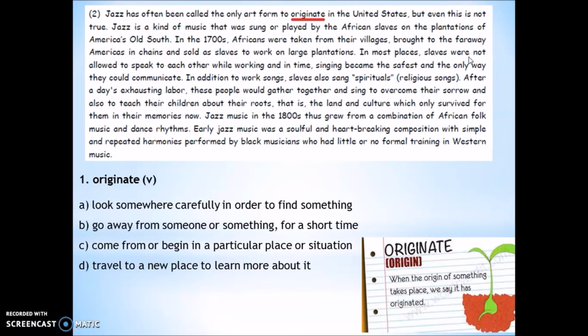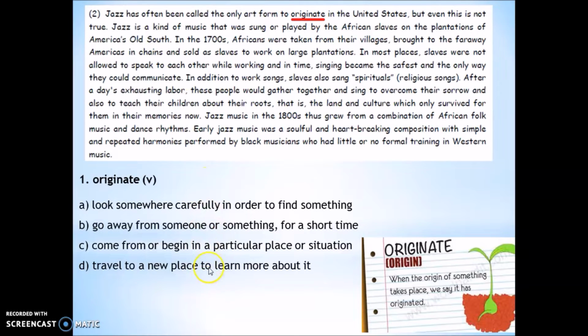Okay? I prepared, guys, 16 questions for you. This is the first question. I'm going to try to give you the instructions. I included in each question the paragraph. I underlined the target vocabulary item. And I want you to choose the best alternatives.